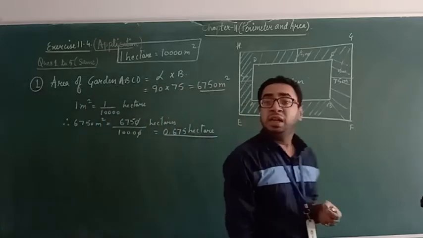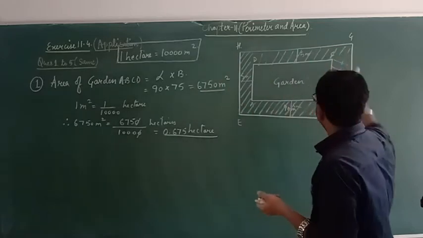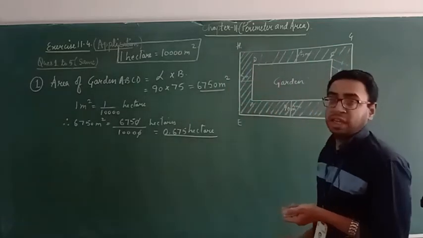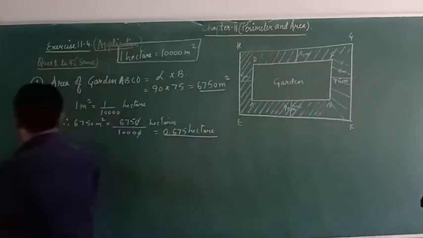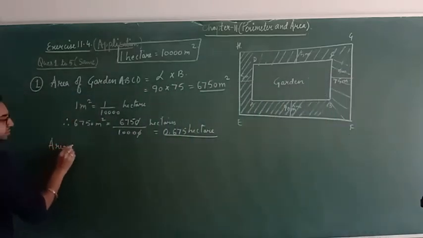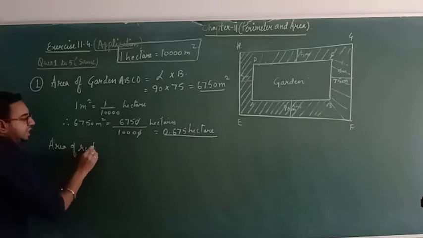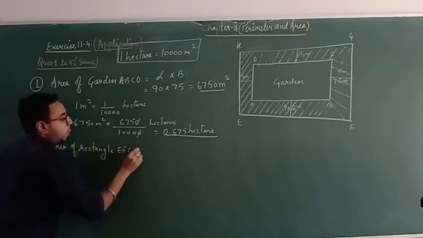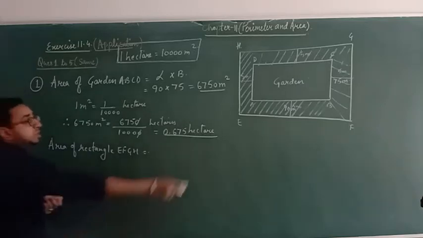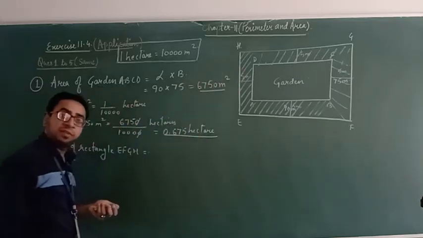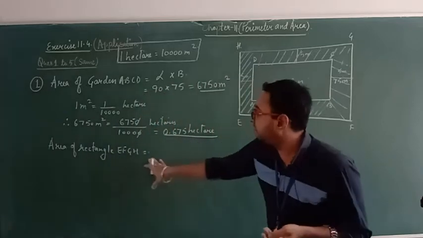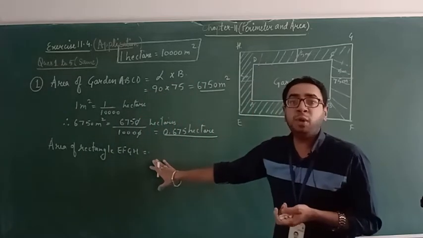Are we clear? Now we have to find the area of the outer one, the area of rectangle EFGH. Why am I writing rectangle EFGH? Because this already includes the path, right? But before that, we need to know the length and breadth of this EFGH. That is also very important.